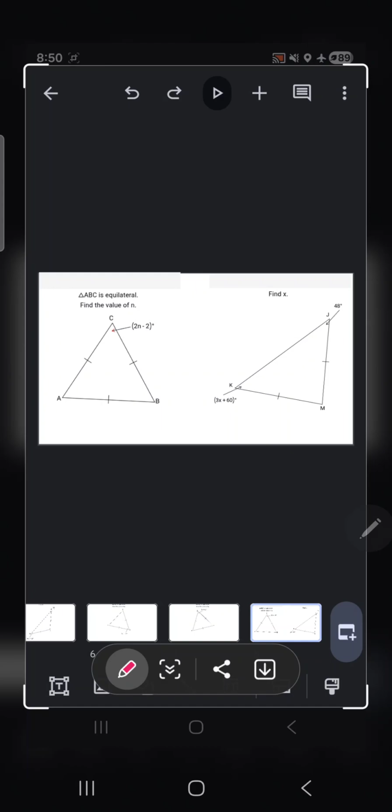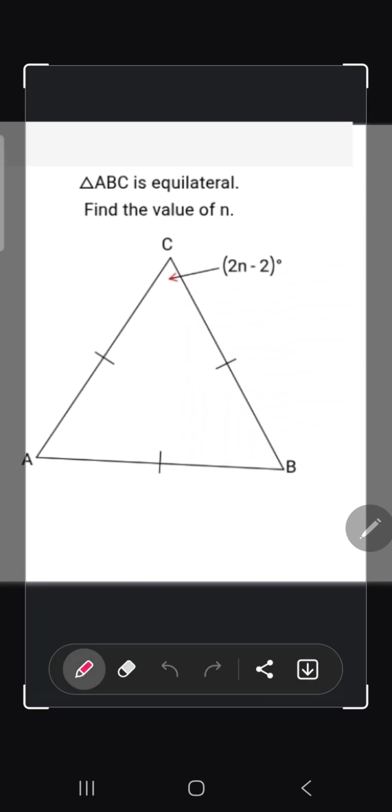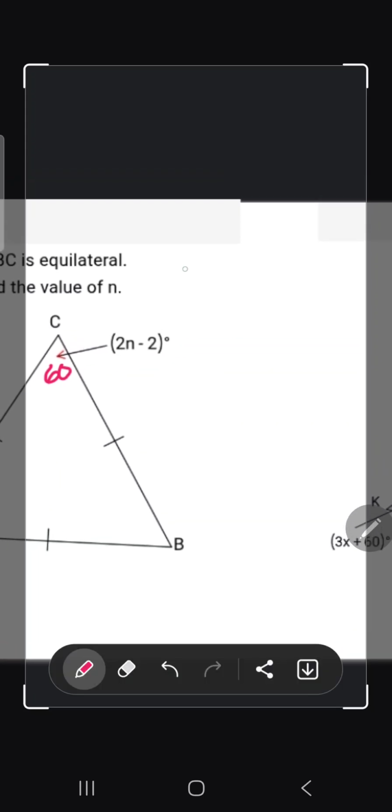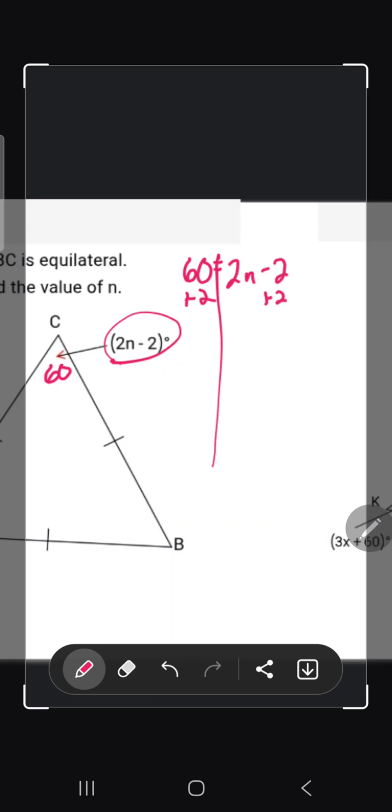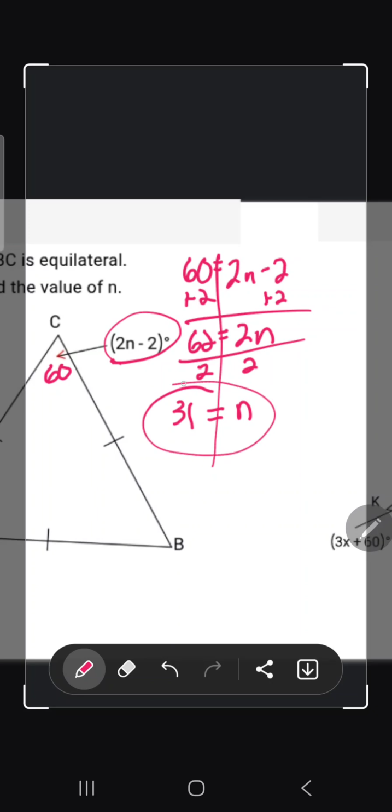All right, we have a couple more example problems here. Let's take a look at the first one. Since this is an equilateral triangle, we know that this is equal to 60 because they're all 60. So the equation for this problem is going to be 60 equals the expression they gave me, 2n minus 2, a two-step equation. Add 2. That's 62 equals 2n. And you're going to divide by 2 on both sides, so n would be 31.